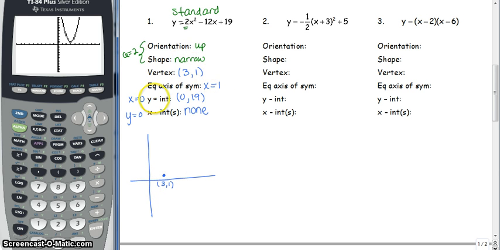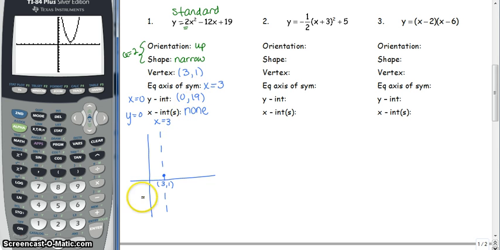And I have the equation of the axis of symmetry, that vertical line that cuts it in half. Oh, you guys should have been yelling. I was wrong. I was wrong. It's x equals whatever your x coordinate is. So that's actually x equals 3. Bet you feel better now.